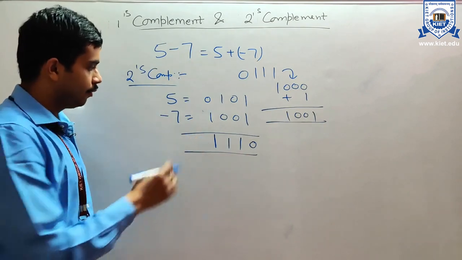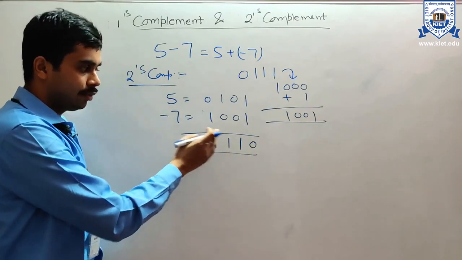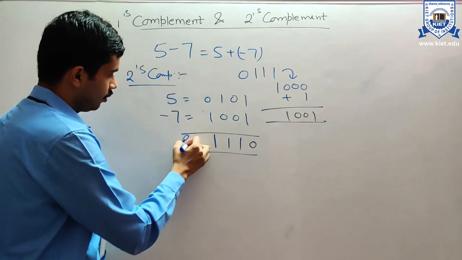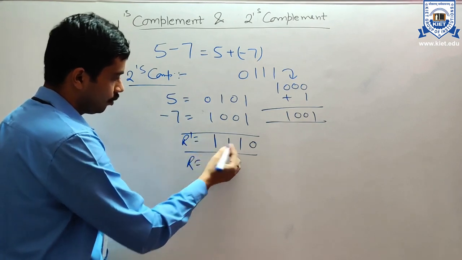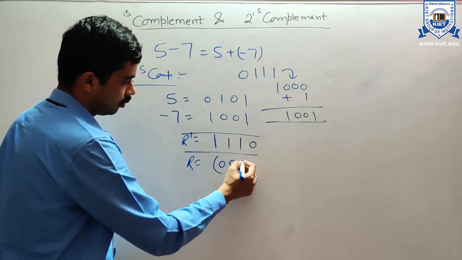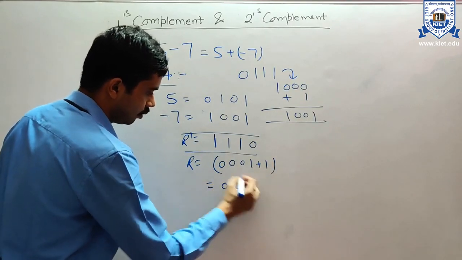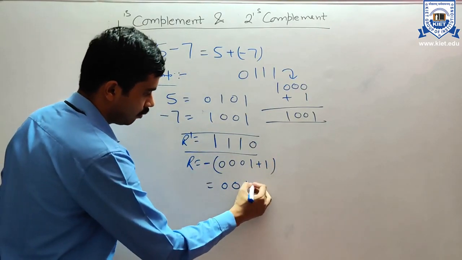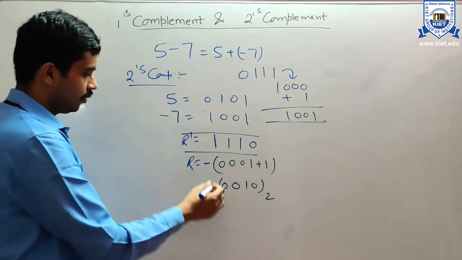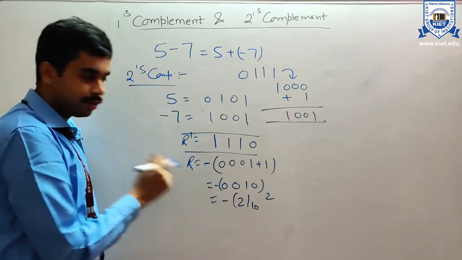Here there will be two cases. The first case is when the end carry is not generated, which you can see here. For that we will take the 2's complement of it and just put a minus sign before it. Okay, so it will be R dash. Our final result will be the 2's complement of this. What will that be? 0 0 0 1 plus 1, or you can say 0 0 and put minus here, 1 0 base 2, and you can see that it will be minus 2 base 10, and 5 minus 7 is minus 2.